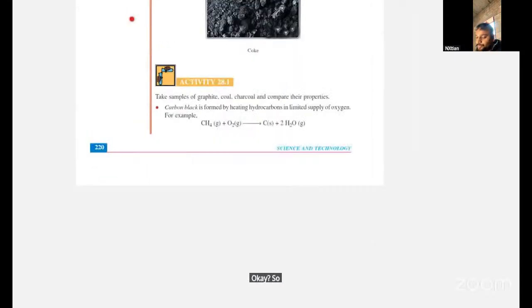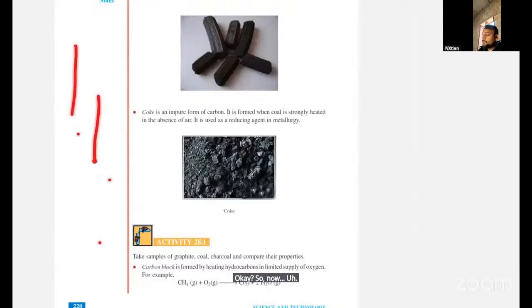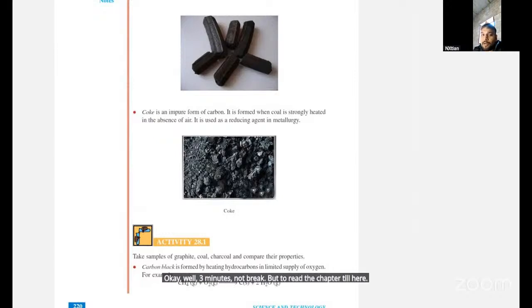So, now I will give you 3 minutes, not a break, but to read the chapter till here. And if you have any problem regarding this, I can take doubts. Otherwise, we'll move forward. So, 3 minutes.